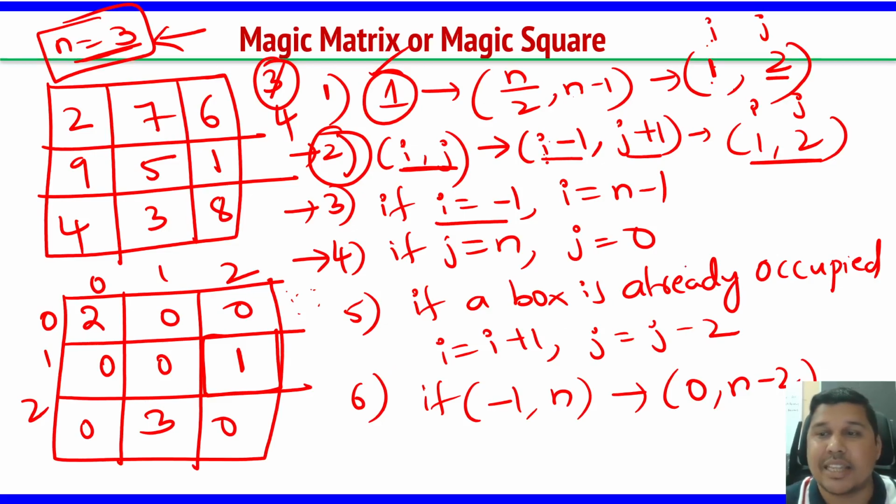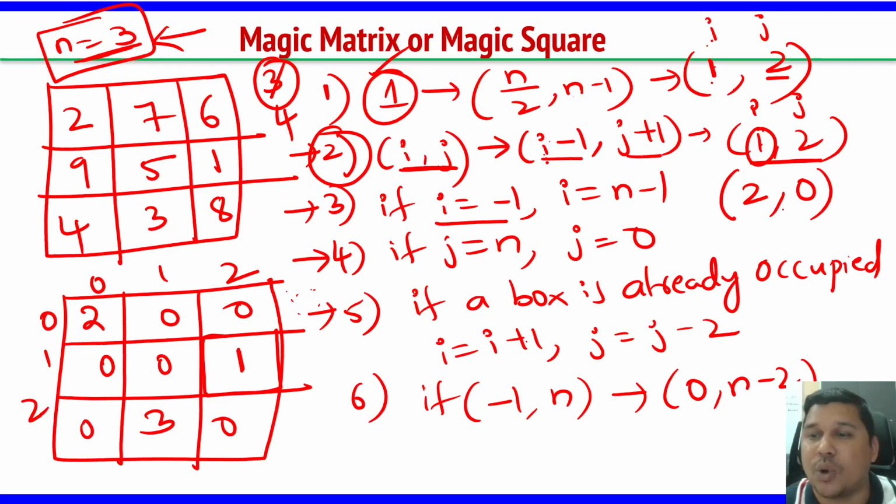Okay. When there exists some element already, what is rule number 5? Rule number 5 is, if a box is already occupied, then update I to I plus 1. That is, current I is 1, so I becomes 2. J equal to j minus 2, that is 2 minus 2, 0. So at location 2 comma 0, fill your current value if the box is already occupied. Therefore, I will be filling 4 at 2 comma 0. 2 comma 0 means here. I will be putting 4 here.